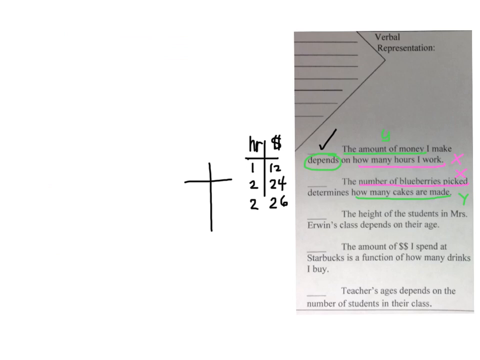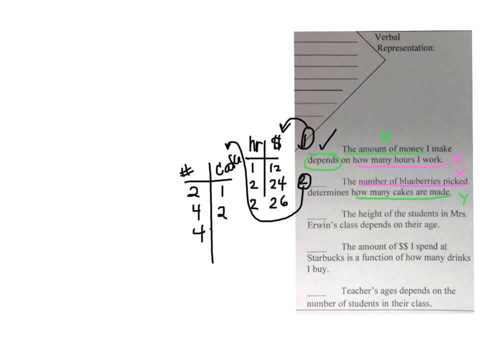You can make these tables on the back and call this number 1, number 2 would go here. And so my x is the number of blueberries picked, and the other one is the cakes. So if I pick 2 cups of blueberries, I get to make 1 cake. But if I pick 4 cups, I get to make 2 cakes. I'll never say if I pick 4 cups, I'll get to make 3 cakes, because I can't do that. So this would be a function. There would not be a repeat.